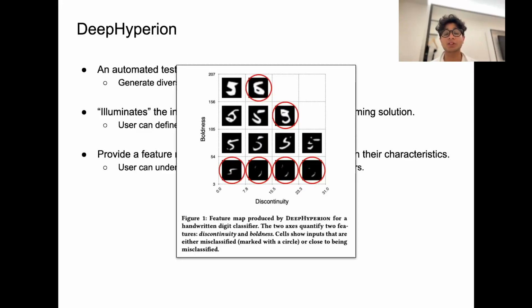For example, in this figure, this is handwriting, and in our space we have two features, which are boldness and discontinuity. Depending on what the values of these features are, Deep Hyperion can help us understand where exactly your model breaks. Here, the handwritings under the red circles show inputs that are misclassified or very close to being misclassified.